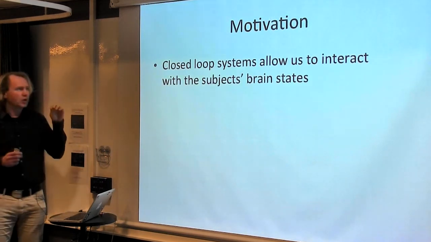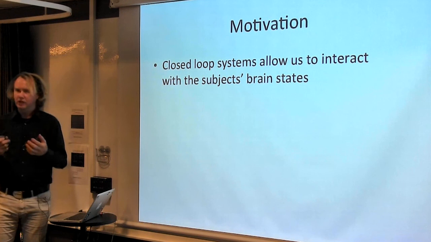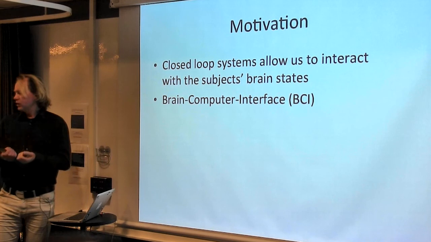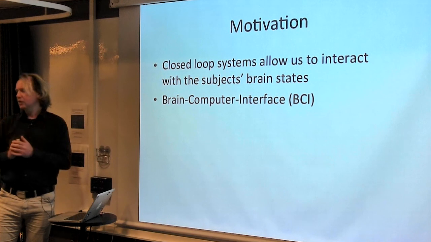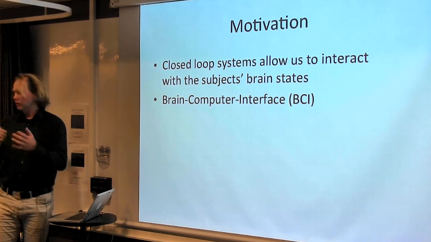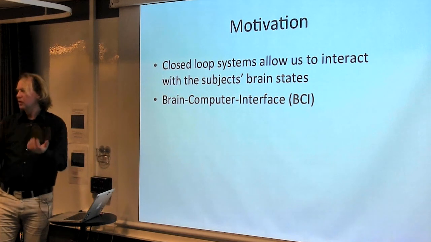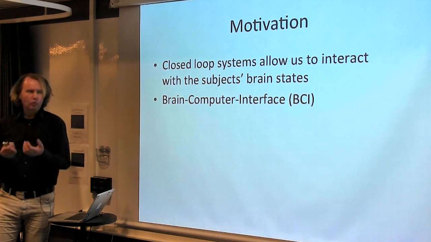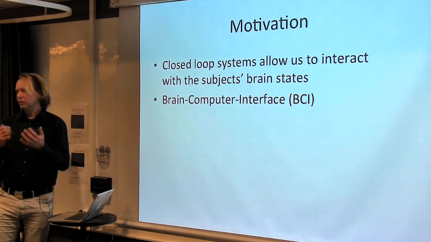Closed loop systems allow us to interact with the subject's brain state. The most mentioned example of this is a brain-computer interface, where you would use a computer and a recording device that records brain activity to augment lost functionality of a patient. For example, a locked-in patient who doesn't have control over muscles anymore. Allowing such a patient to communicate or to control, at least a little bit, his environment is of course extremely valuable for those types of patients.